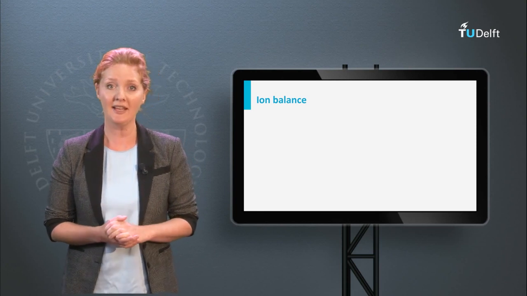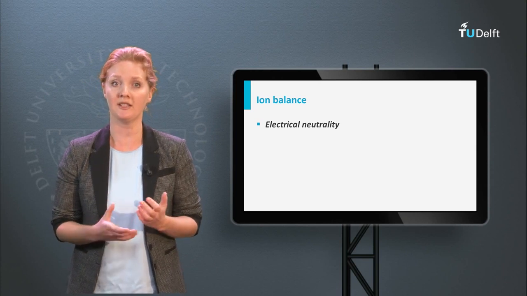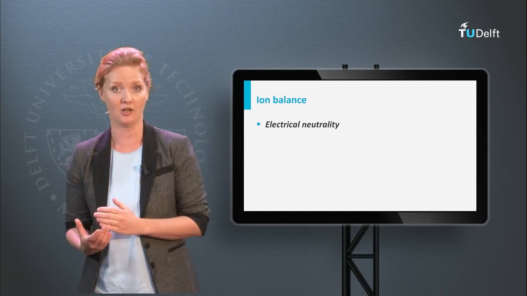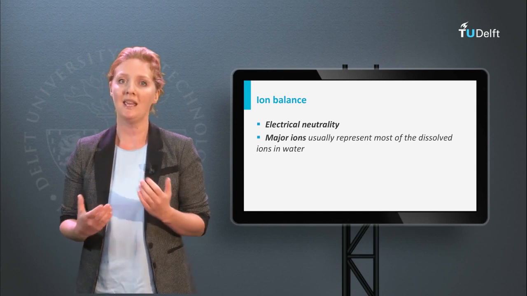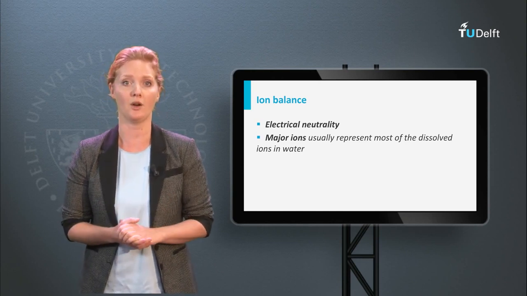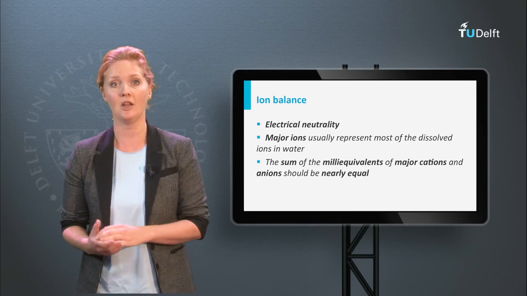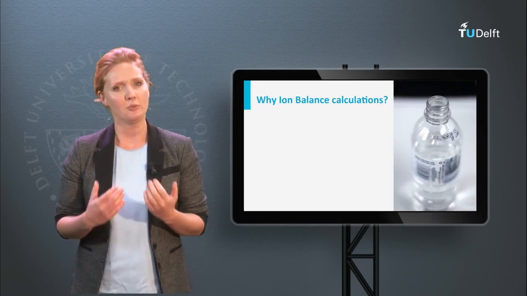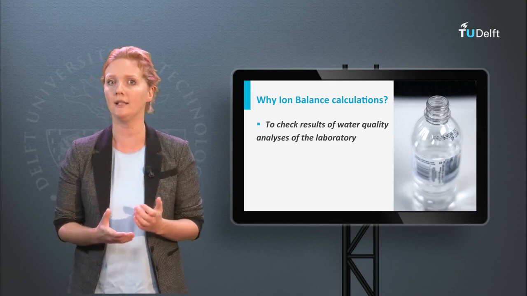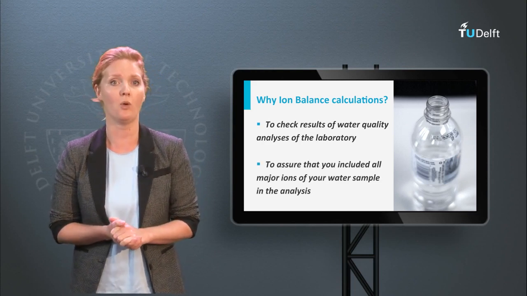The ion balance is based on the principle of electrical neutrality, meaning that the equivalent concentration of positively charged ions, the cations, is equal to the equivalent concentration of negatively charged ions, the anions. Major ions, such as sodium and chloride, usually represent most of the dissolved ions in water. So, the sum in milliequivalents of major cations and anions should be nearly equal. This relatively simple calculation will help you to check if water quality analysis were performed correctly by a laboratory, and to assure that you included all relevant major ions in your water sample analysis.